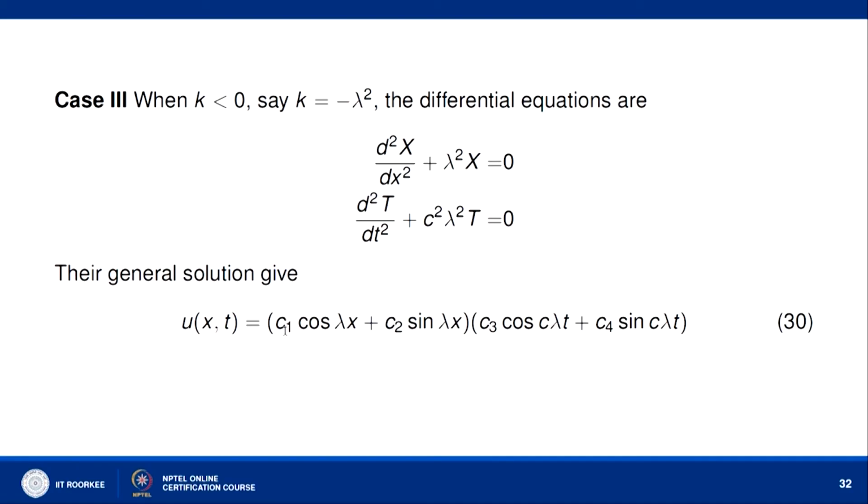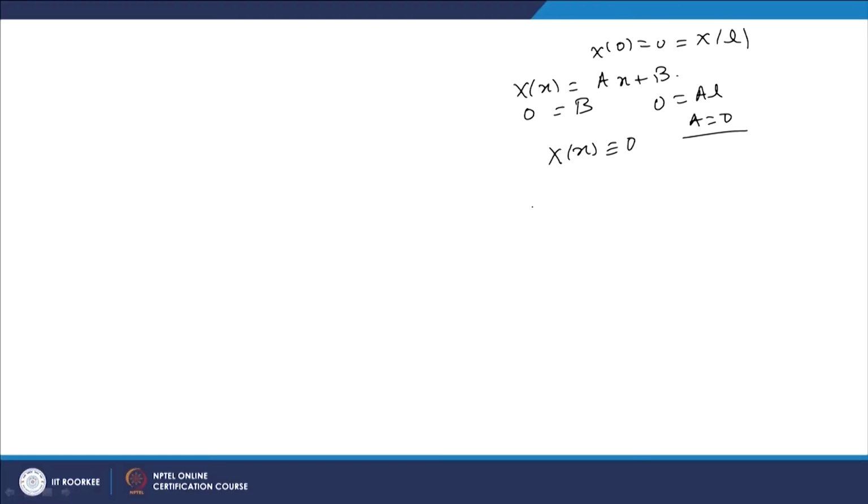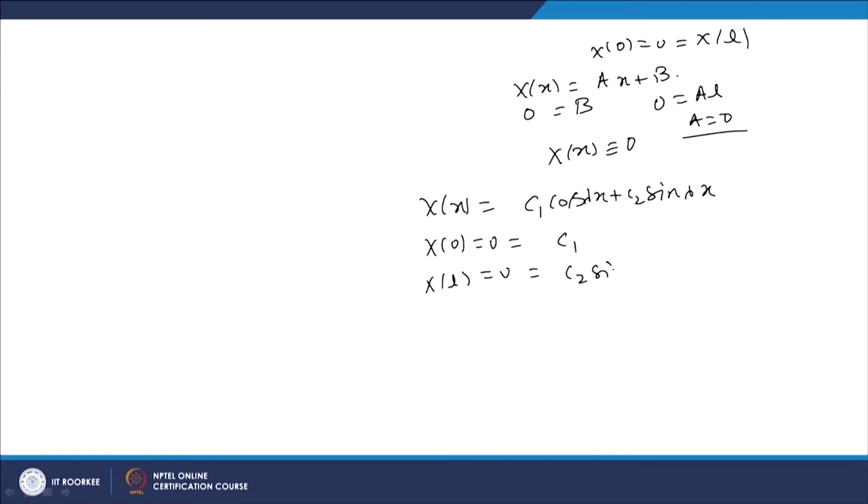Now, you try to fix your c1 and c2, and you can see how we can fix this c1 and c2. So here let us say we have c1 cos of lambda x plus c2 sin of lambda x, and that is your X(x). So let us put X(0) equal to 0, and that implies that c1 has to be 0, then X(L) equal to 0 implies that c2 sin of lambda L equal to 0, and if we take c2 as 0, then we will again get a trivial solution.